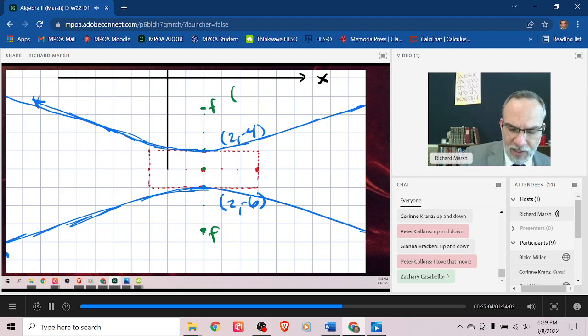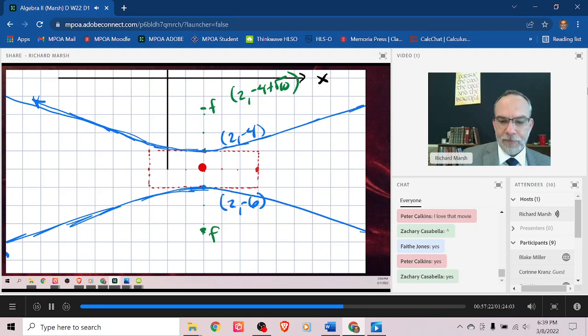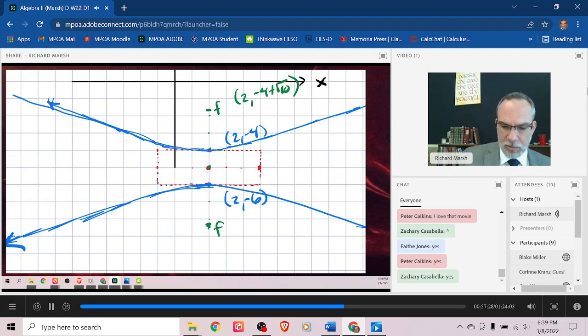Okay, your foci then are going to be along this same axis, which gives you an x value of 2, but now it's going to be -4 plus root 10. Leave it as an exact value, right? It's going to be down 4, but then plus root 10. Do you see how I go back up to find that location? Down 4, but plus root 10, because the distance from the center to the focus is root 10. And so the other focus is going to be the coordinates (2, -6 - root 10).